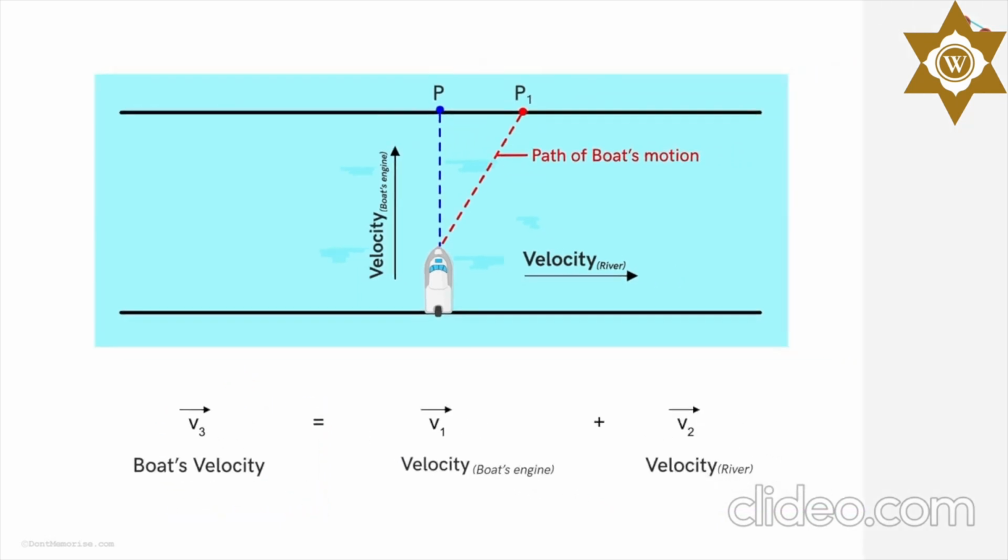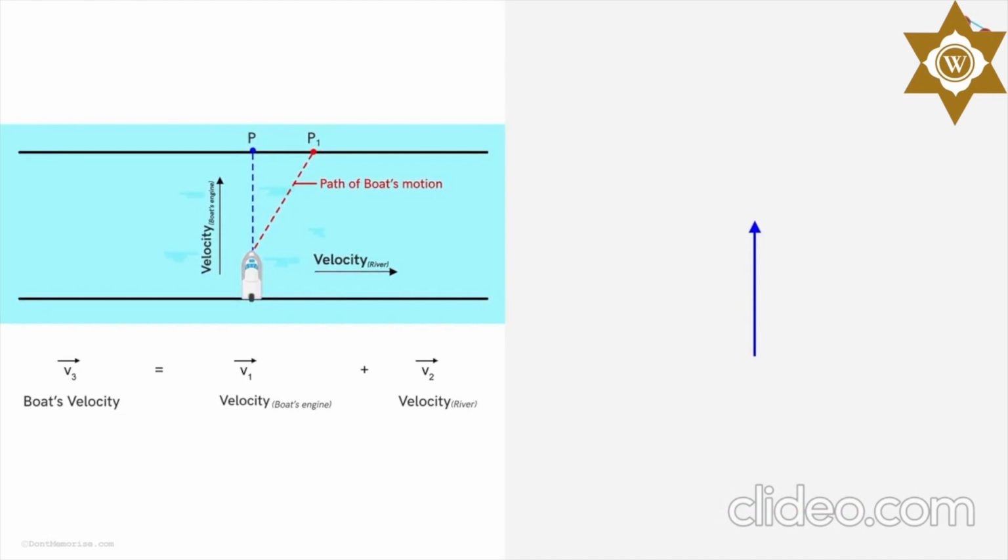Let's find out. Let's say this arrow represents vector v1, the velocity of the boat's engine. We know that the river's velocity is perpendicular to v1. So let this arrow represent the river's velocity v2. Now we know intuitively that the vector v3, which is the boat's actual velocity, will be somewhere in between these two vectors. But how can we find it accurately?